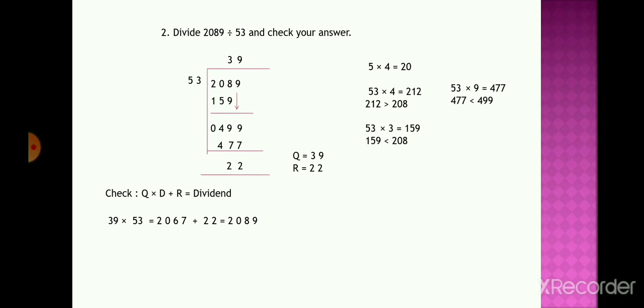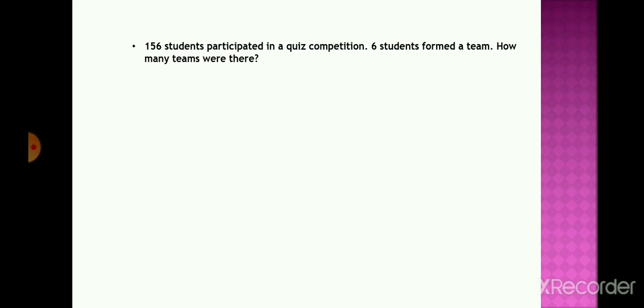Okay, children. Now let us try how to solve word problems. 156 students participated in a quiz competition. 6 students formed a team. How many teams were there? So whenever you get a word problem, you have to read the question properly and understand the information given in the question, then decide the operation. Okay, children.